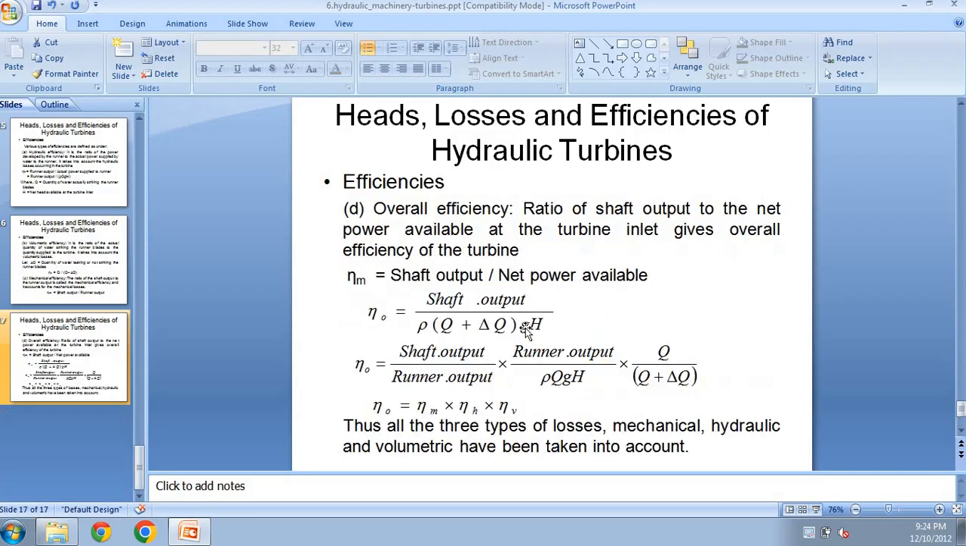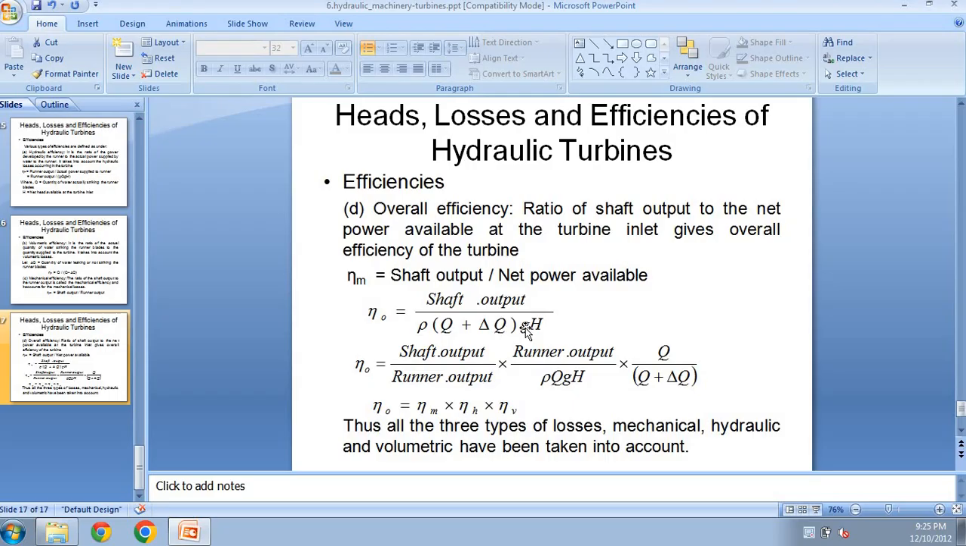And the last one is the overall efficiency. This overall efficiency is considered as the shaft output to the net power available. Generally it is output power divided by input power. The input power is given by the power available through the water flow, and the output power is the shaft output power. So these are the types of efficiencies we can consider.